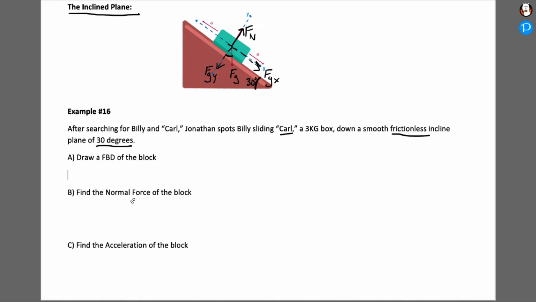Now, we want to calculate what the normal force on the block is. We want to calculate what this force is. Well, since the block is not accelerating along this y-axis, right? It's not moving upwards, it's not moving downwards. And so these two forces here need to equal out. My force of gravity in the y direction needs to equal out the normal force.